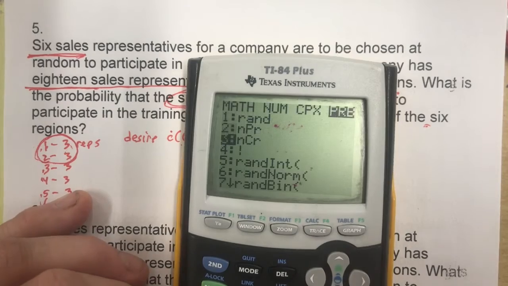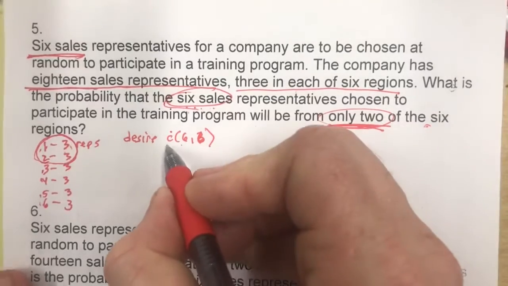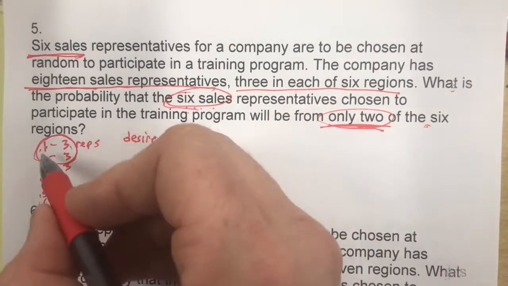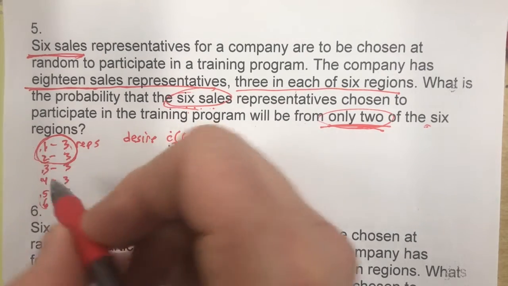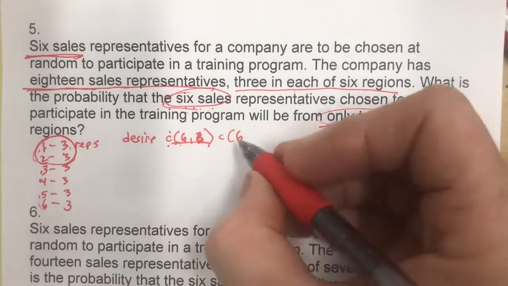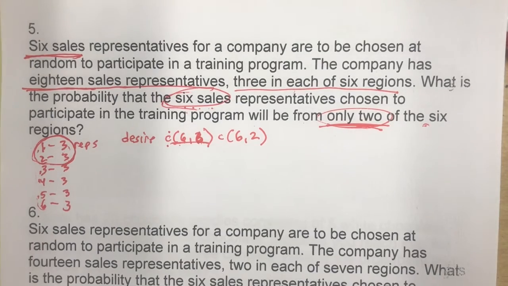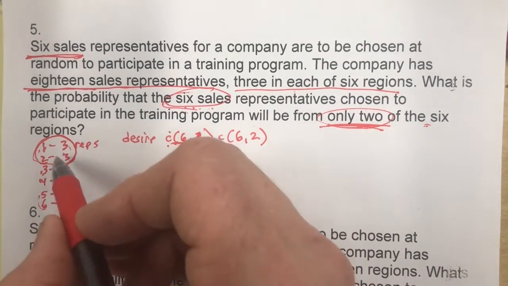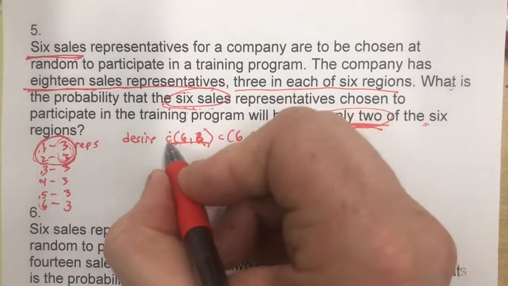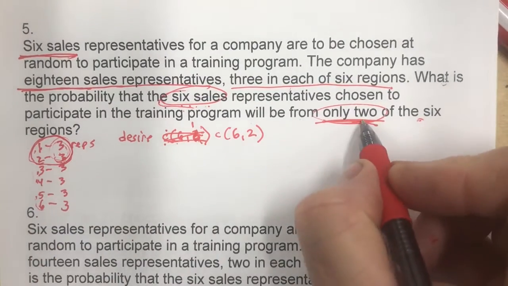6 NCR 6 is just 1. So this 6 NCR 6 right here would be 1. But the thing is, there's 6 groups, and so that means of the 6 different regions, we desire only 2 regions. Okay? So of the 6 that are from the 2 regions we choose, we want all 6, which is just 1. So this here we can just leave it out and just say that's 1. But of the 6 regions, we only desire 2 of the 6 regions.